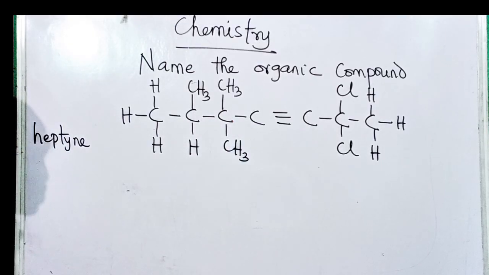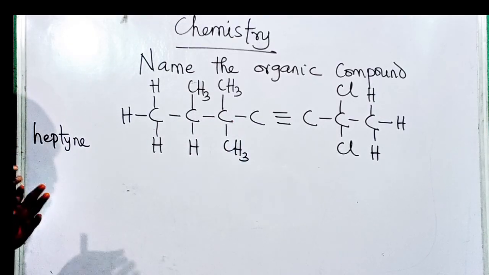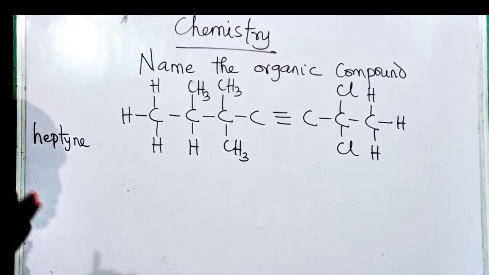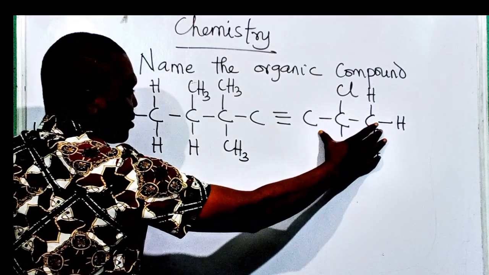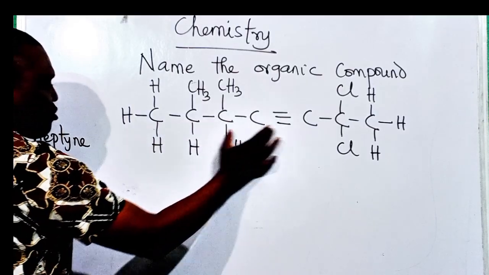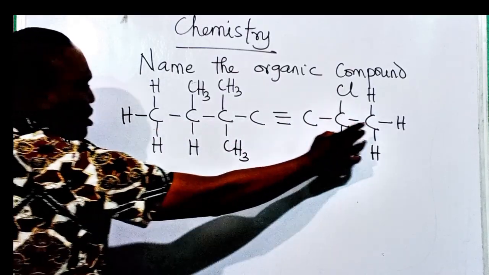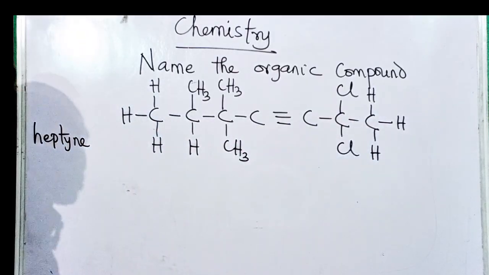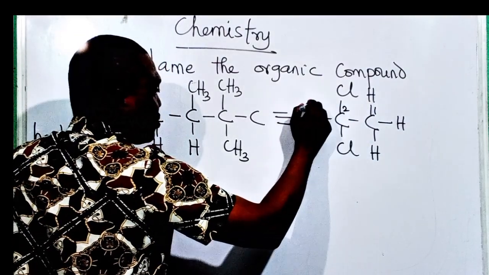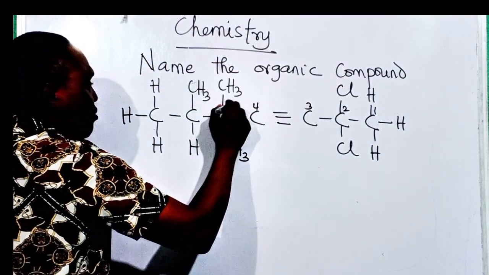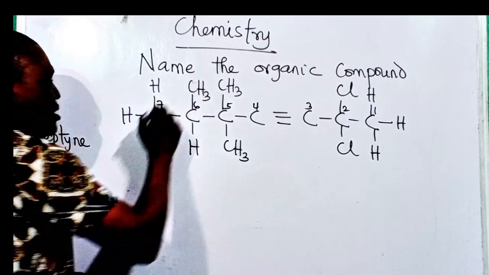Now remember I said that you have to start counting from the carbon atom that has the lowest number of carbon atoms. So this is 3 carbon atoms, while this is 4 carbon atoms. So obviously this is my first carbon atom. Am I communicating? So let's number it: 1, 2, 3, 4, 5, 6, and 7.